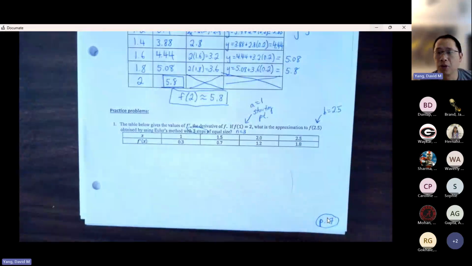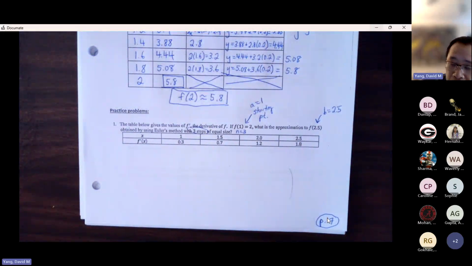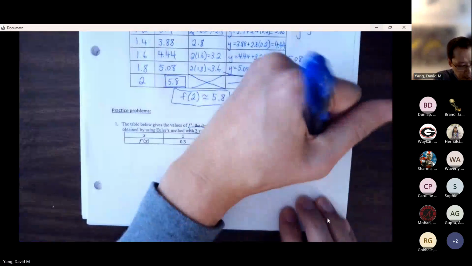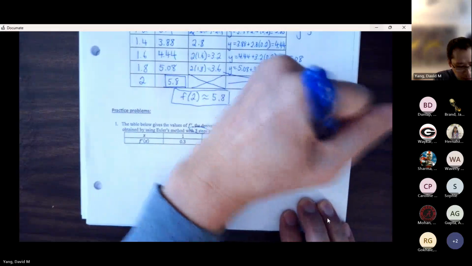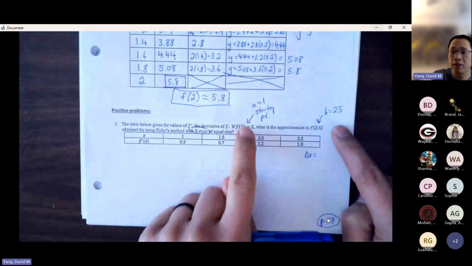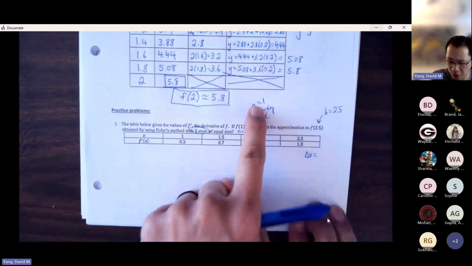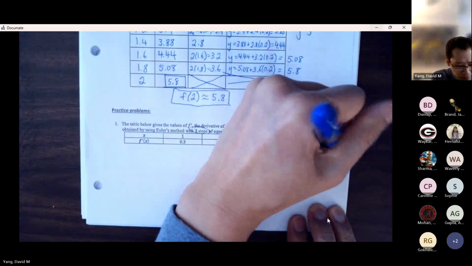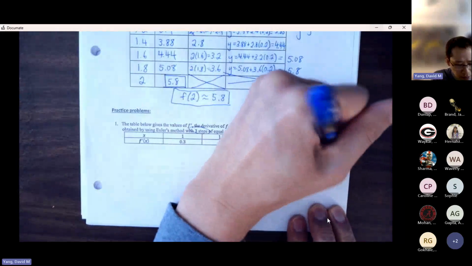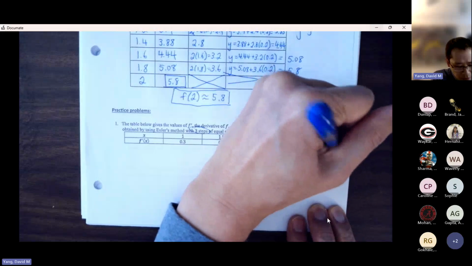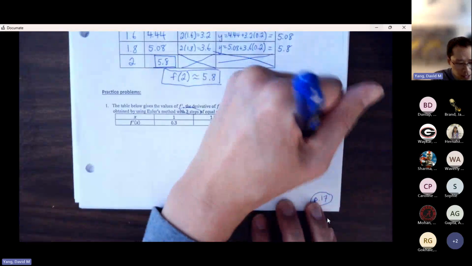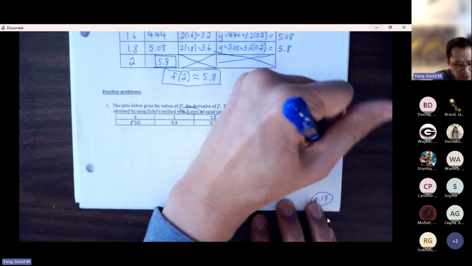So really, our first goal is to make sure we can get our step size set up. So delta x is b minus a over n. So 2.5 minus 1 all over 3, which is 1.5 over 3. 1.5 is half of 3, so my delta x is just 1/2, 0.5.